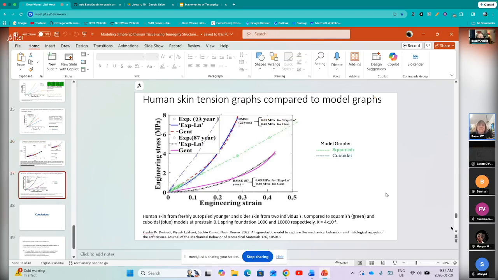And then I compared the human skin tension, used a cuboidal model and a squamous model. So the cuboidal model ended up here, and it's in the dotted line, and the squamous one is the green one here. It's kind of in the middle. And that's when I changed the K value I was talking about, so that the curves were kind of matching what was going on. They still don't have this J curve thing going on.